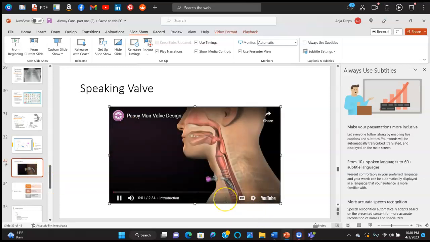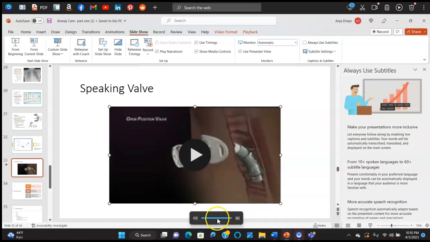The passimure tracheostomy and ventilator swallowing and speaking valve. Good Lord.